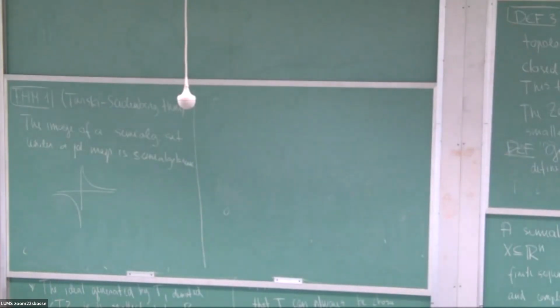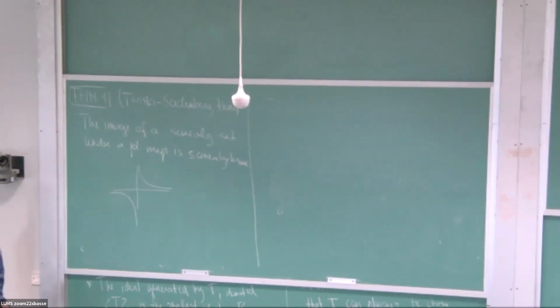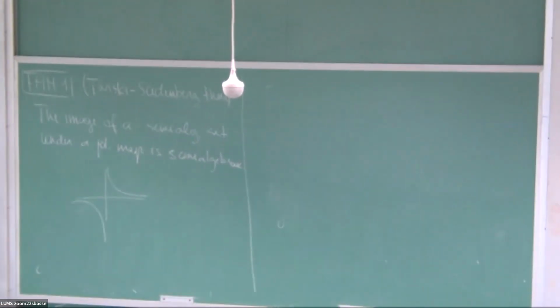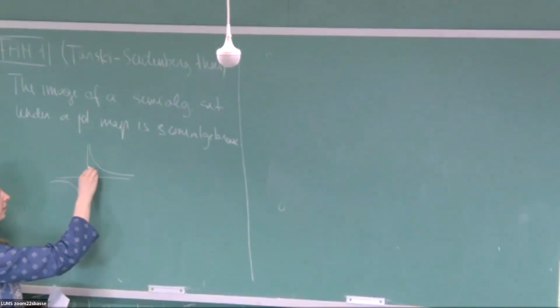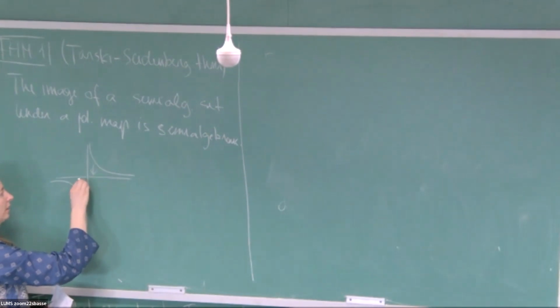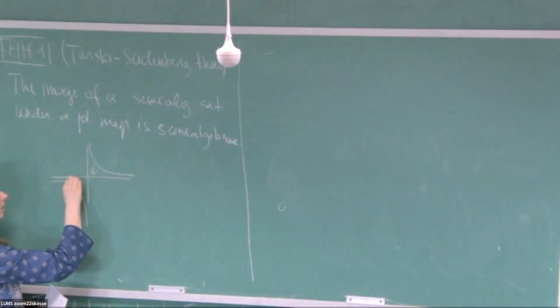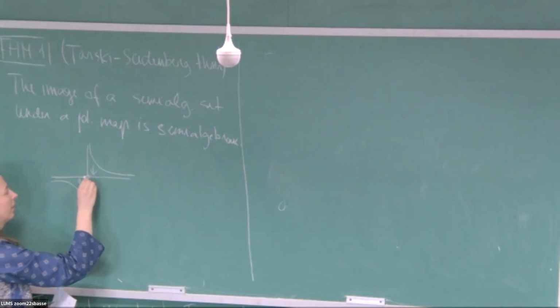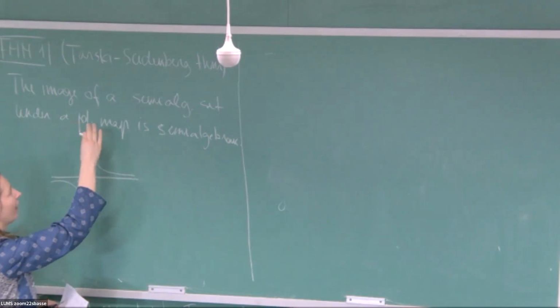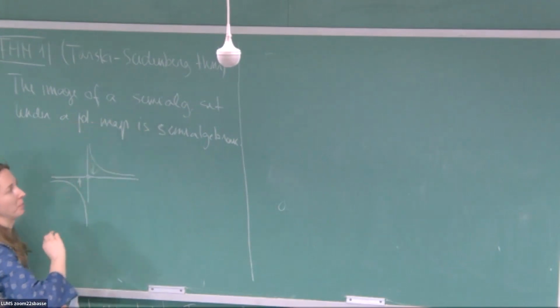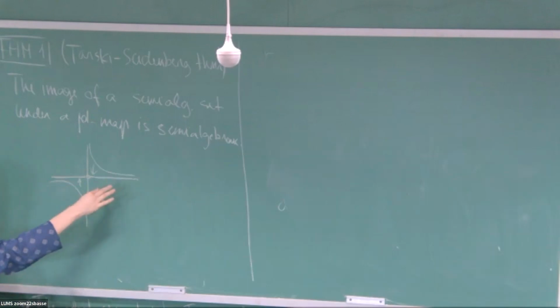If you consider the hyperbola, that's a variety, x times y minus 1, and you consider the projection to the x coordinate, then you get everything but one point, right? And this is not an affine variety. But of course, it is true that the image of an algebraic variety under a polynomial map is a semi-algebraic set. So this is a semi-algebraic set, but it's not an algebraic variety.